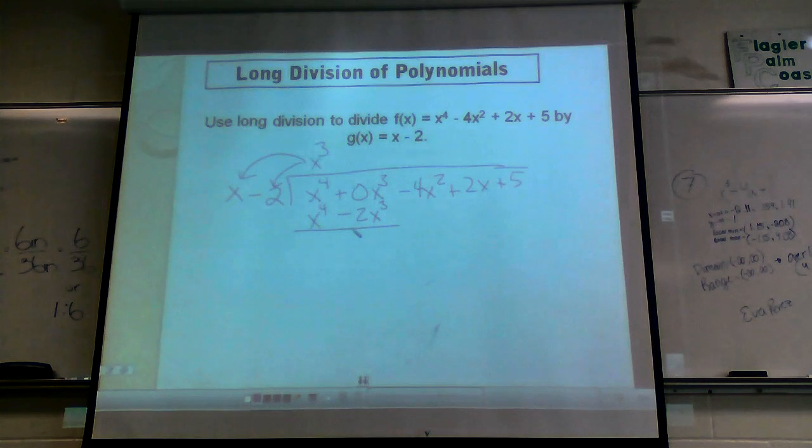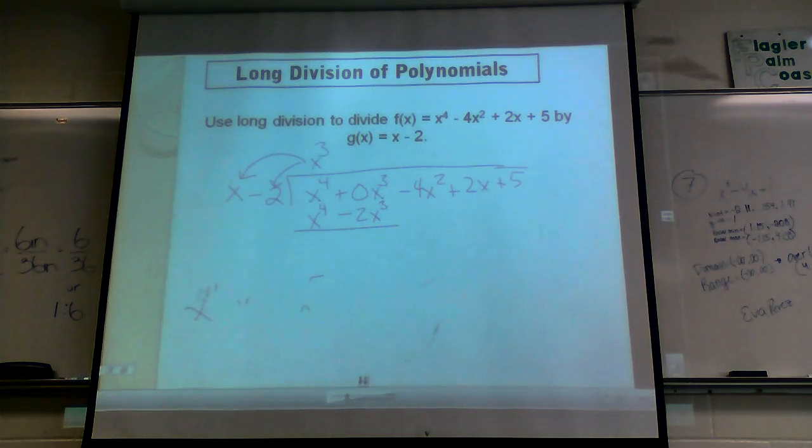Why would you put x cubed up there rather than x to the fourth? Because x to the fourth times x gives me x to the fifth. So essentially what I'm doing here is figuring out what I would multiply this by to get x to the fourth. So it's always going to be like 1.